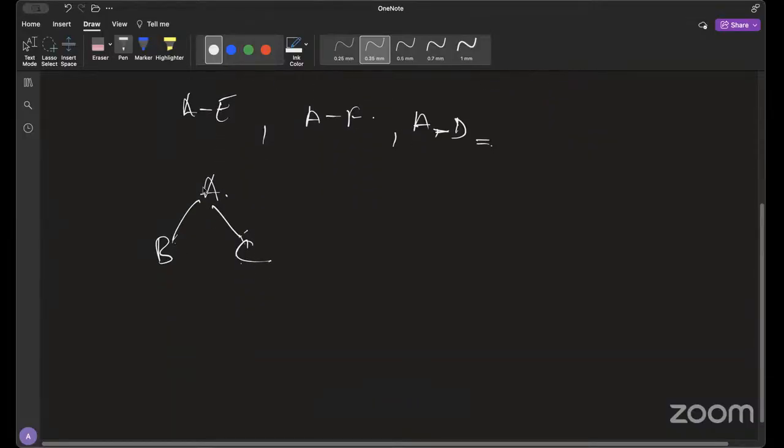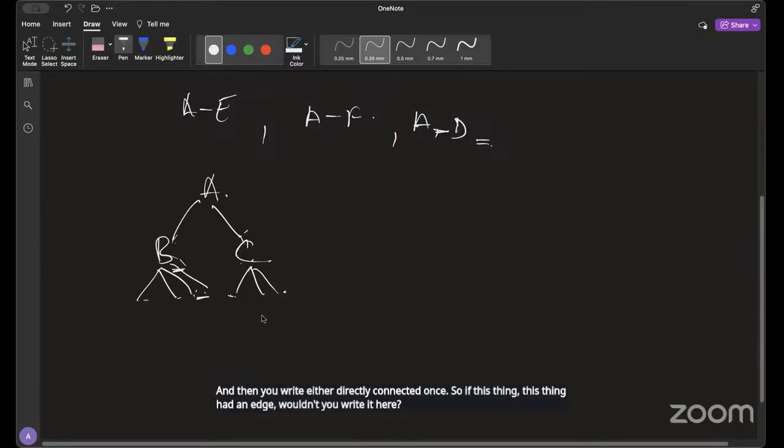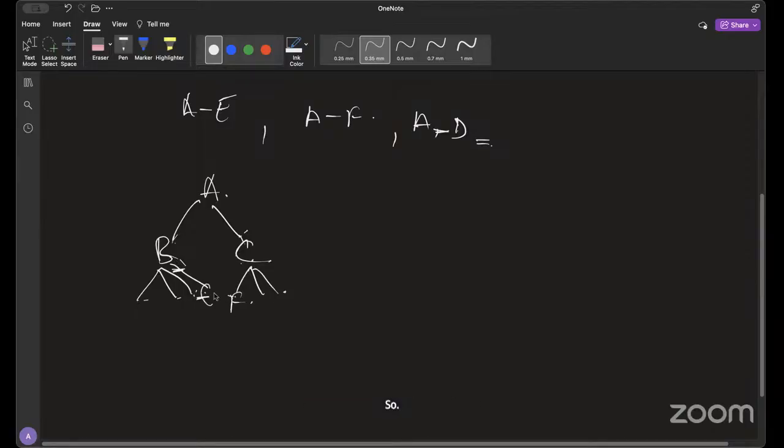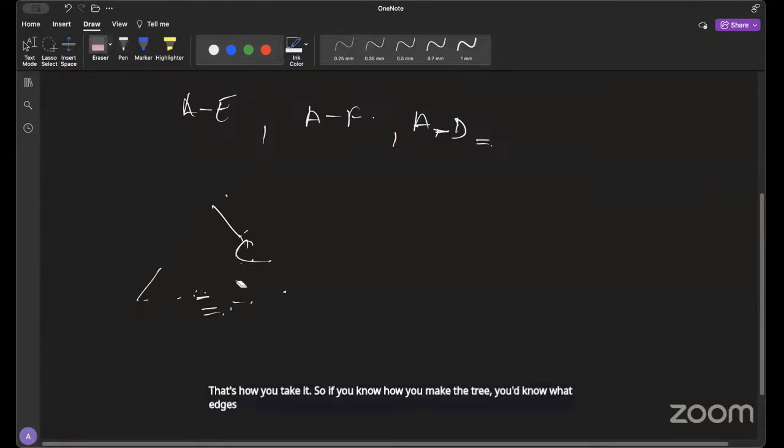So the ones that are directly connected to A, you write them here. Then you go to B. That's how your BFS works. From B, we write out all the directly connected vertices here. Then you move to the C one, and you write the directly connected ones here. So if this thing and this thing had an edge, wouldn't you write it here? Let's just say you have an F here. If B and F had an edge, you'd write it here, right? That's how you check it. So if you know how you make the tree, you'd know what edges are there in the original graph.